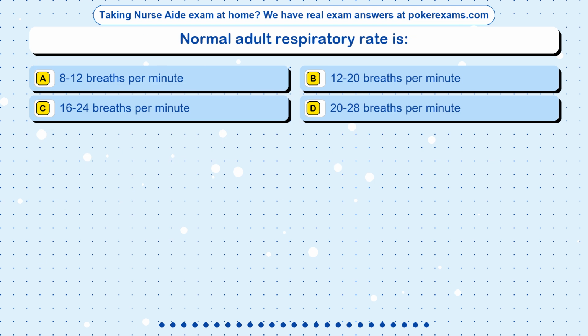Question 21. Normal adult respiratory rate is: Option A. 8 to 12 breaths per minute. Option B. 12 to 20 breaths per minute. Option C. 16 to 24 breaths per minute. Option D. 20 to 28 breaths per minute.